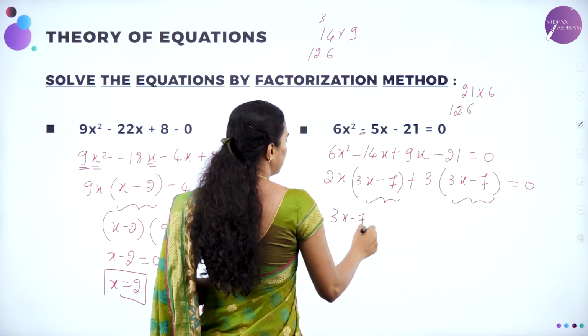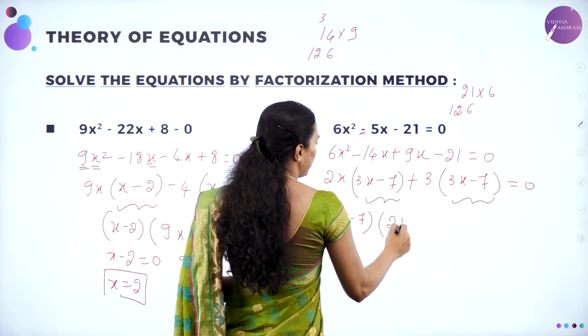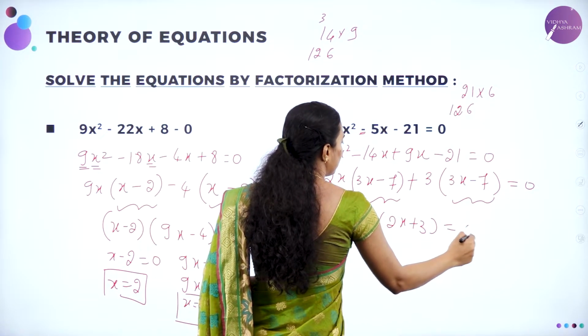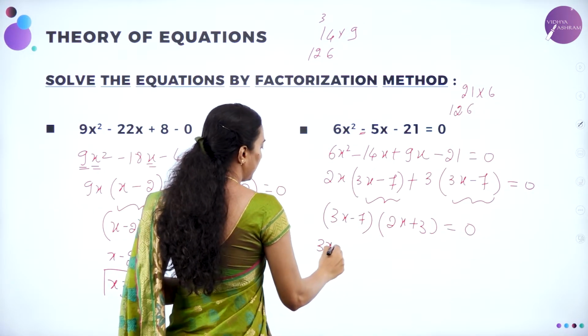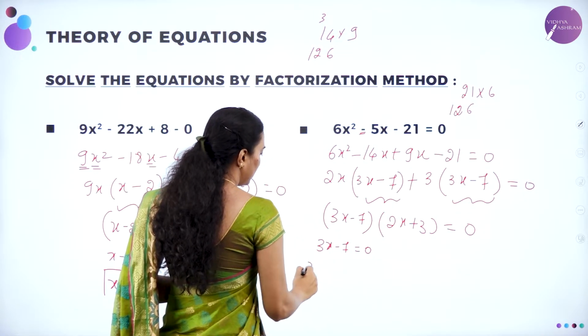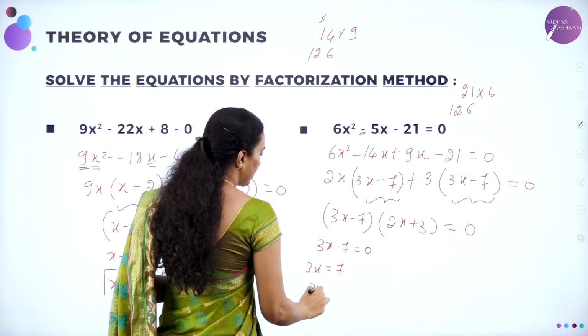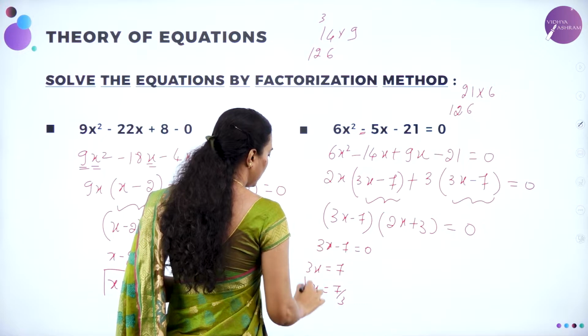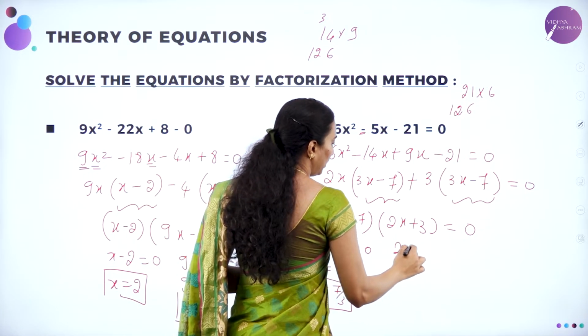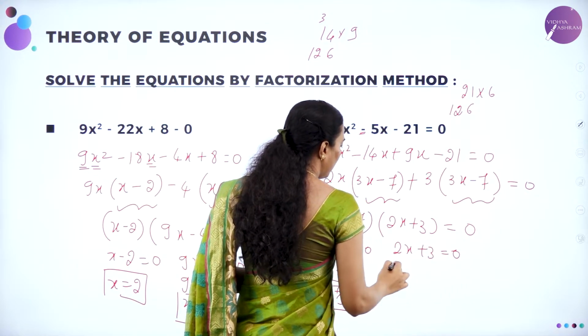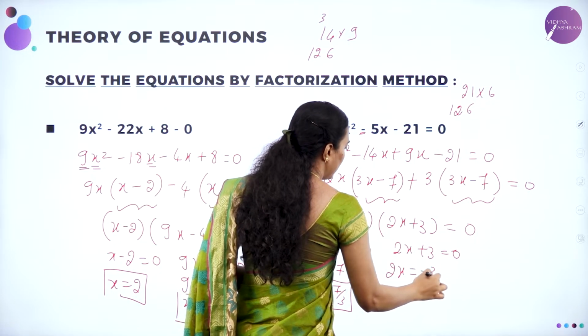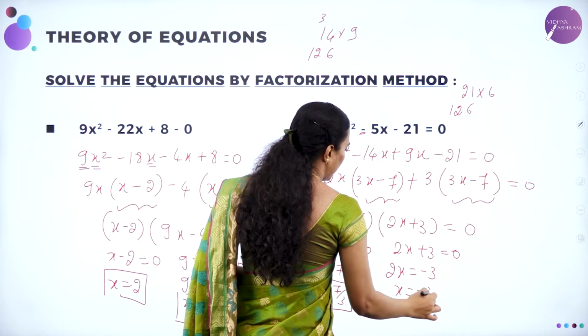So (3x minus 7)(2x plus 3) is equal to 0. Otherwise 3x minus 7 equal to 0, that is 3x equal to 7, or x equal to 7 by 3. That is one root. One more, equating 2x plus 3 equal to 0, 2x is equal to minus 3, or x will be equal to minus 3 by 2.